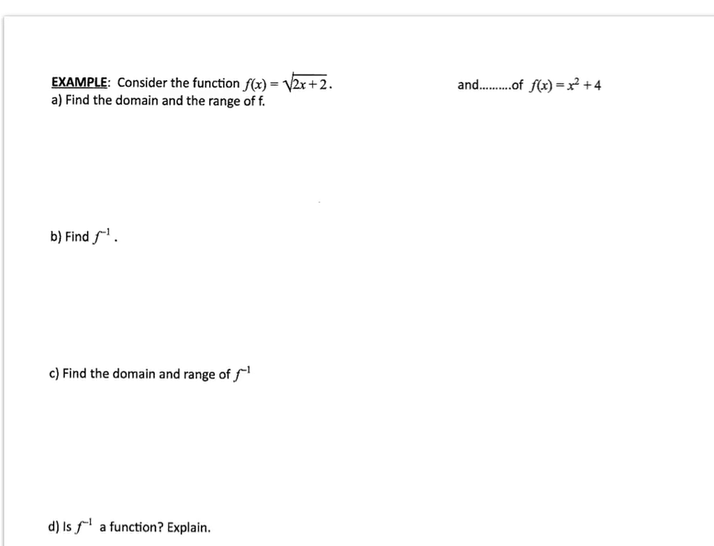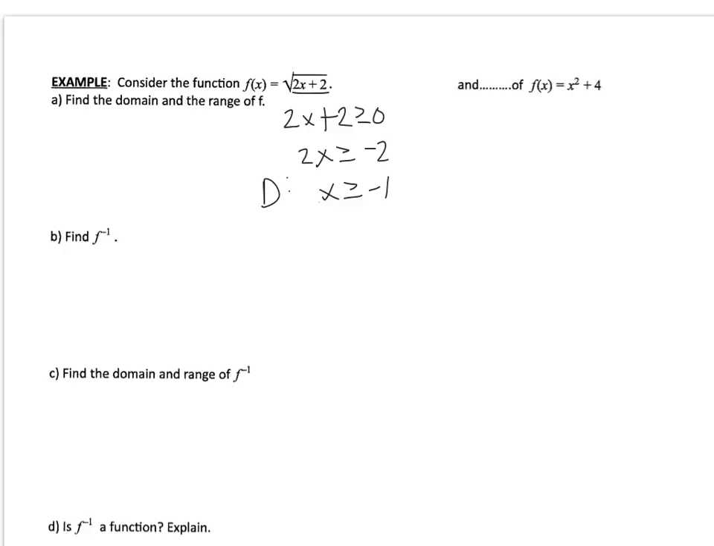Sometimes we use this notation, which can be considered f inverse right here. So consider the function, find the domain and range of f. So the domain is going to be, you can't put all real numbers in there. So you need to have whatever is underneath this square root greater than or equal to 0. So 2x is greater than or equal to negative 2. X has to be at least negative 1. That's the domain.